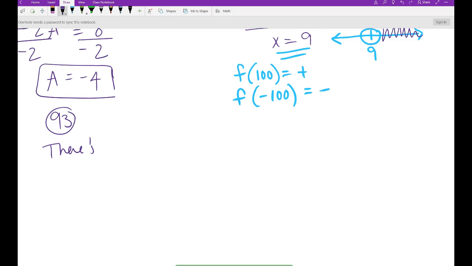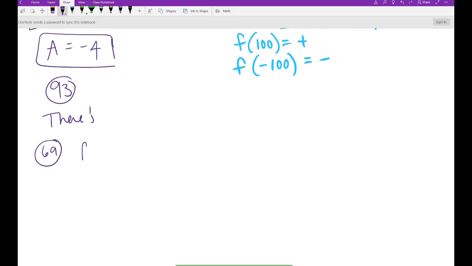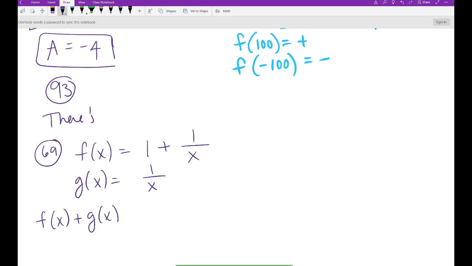69. 69, okay. What's your 69, dear? f of x is equal to 1 plus 1 over 2, like that? Yeah. Okay. And g of x is equal to 1 over x. Okay. And then you're doing f of x plus g of x, okay. So, do I have to find the domain later or not? No? No, okay. So I'm just going to add the two functions, okay? So here we go, f of x, which is this one, plus g of x, this one.